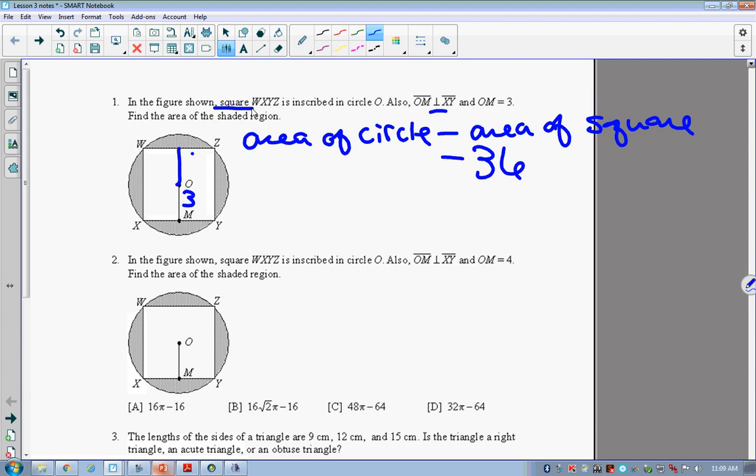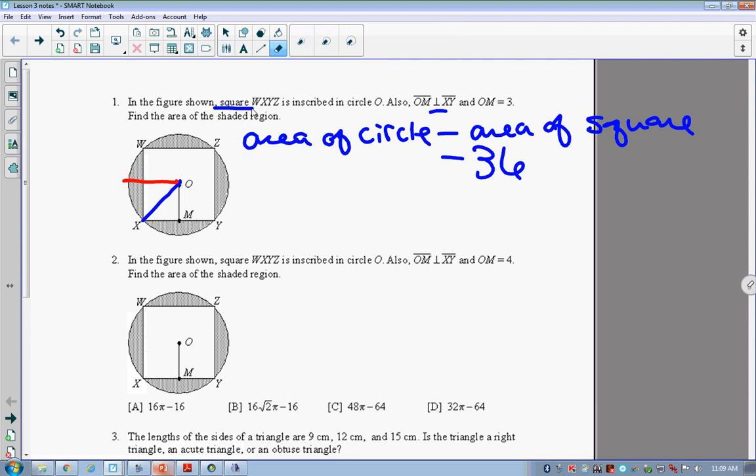What do I have to find? Area of the circle. What do I need to find the area of a circle? A radius. Is OM the radius? No, it's not. But I can draw a line that would be the radius, and it would go from here, the center of the circle, to there. The reason I do that and not this is because I can't do anything with that, right?